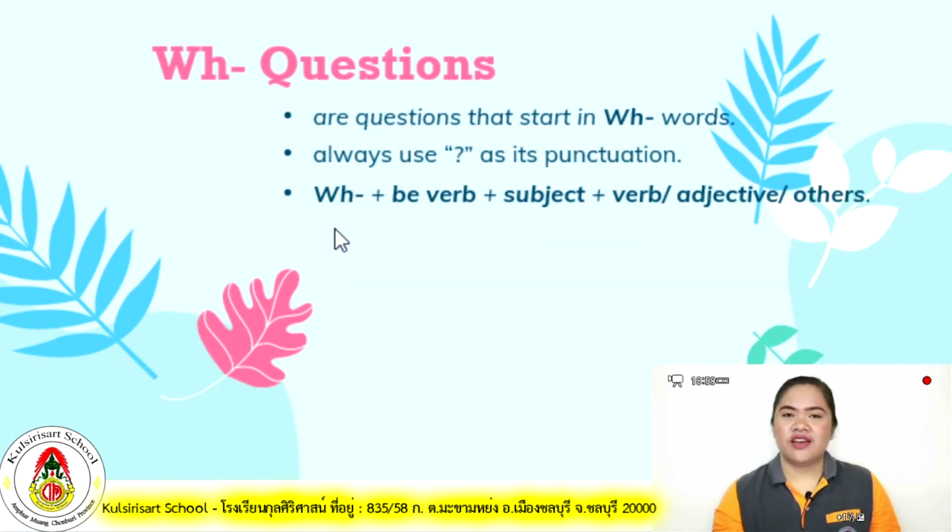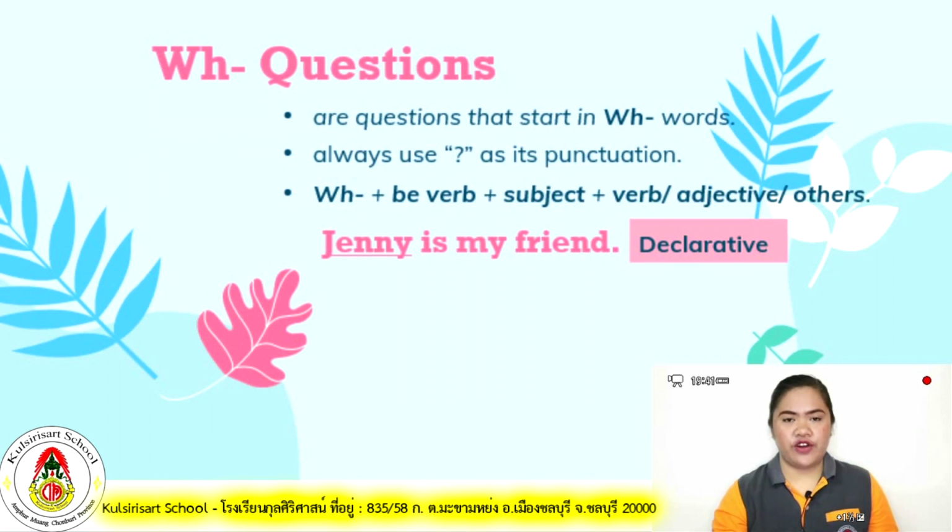Next, we have this formula. When we talk about a formula, this is the pattern that you are going to follow when you make WH questions. So, we'll have the WH word first, plus the be verb. Next is the subject. And next is the verb, adjective, or any continuation of the declarative sentence, and use it in the WH question. Okay, let's try.